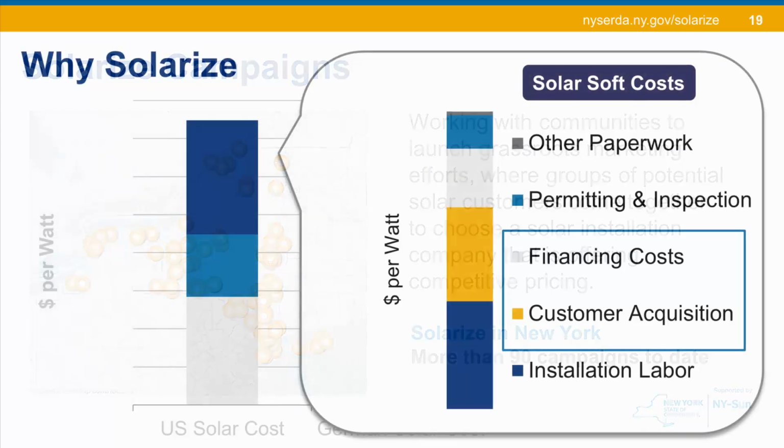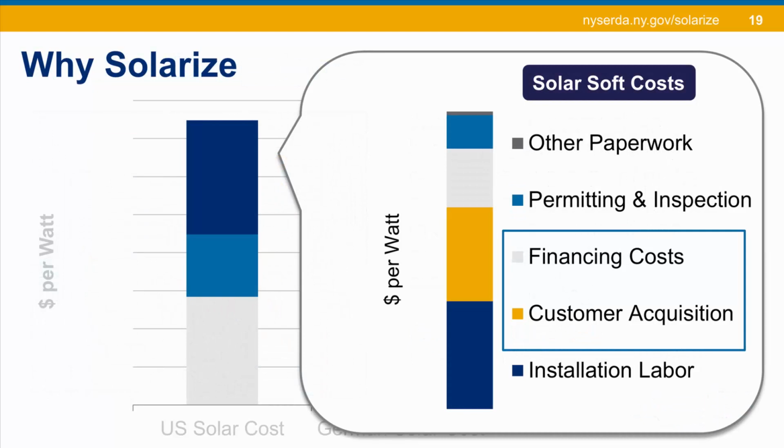So why choose a Solarize program? A large portion of the non-hardware costs of solar are commonly grouped together as soft costs. These soft costs include the cost of handling processes such as permitting and interconnection, marketing costs including customer acquisition, and installation costs including design, financing, and labor costs. These components have a significant impact on the cost of solar. Solarize campaigns target customer acquisition and financing costs, but can also reduce costs associated with permitting and inspections.